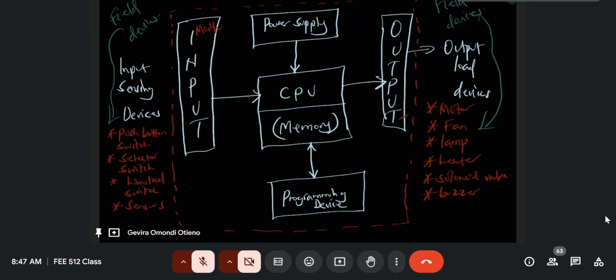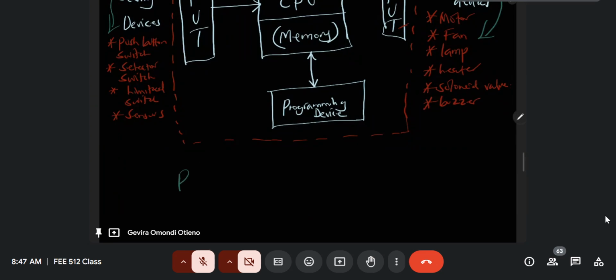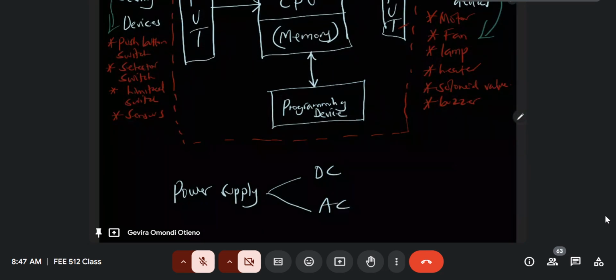Now, remember, the PLC power supply can be one of two. You can either provide DC power or AC power. For those PLCs that operate on DC, the typical range for DC is 24 volts. I think you must have noticed that. So let me just say 24 volts DC, like the Siemens one that we have in the lab.